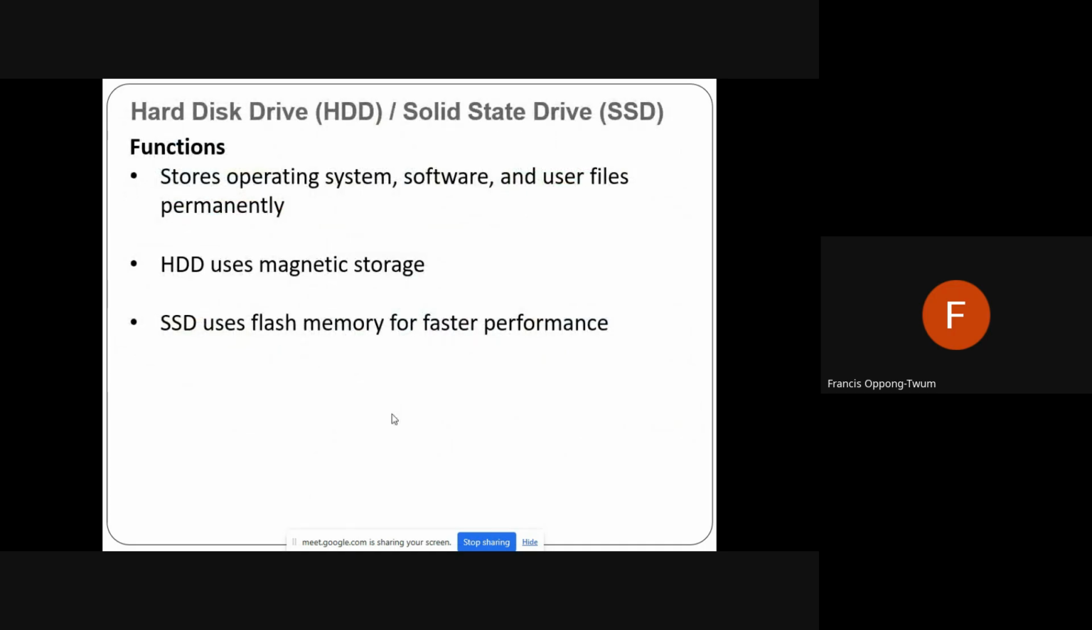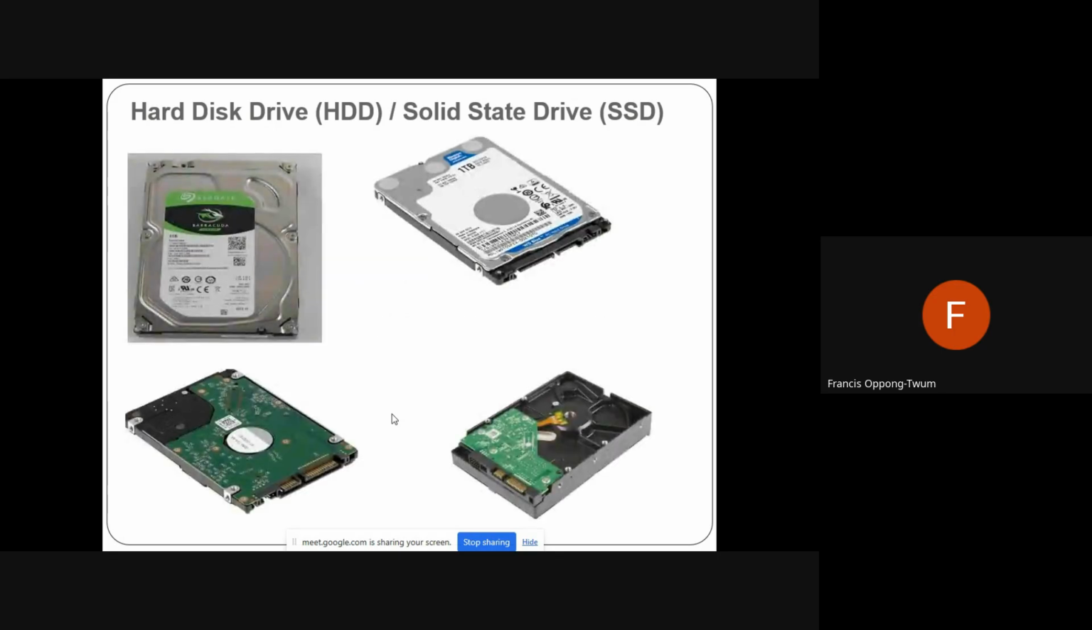So, what are some of the functions of the hard drive and the solid state drive? Why do we have that in the computer? The first one is that it stores the operating system. It also stores some software and user files permanently for you. The HDD uses what we call magnetic storage, whereas the SSD uses flash memory for faster performance.